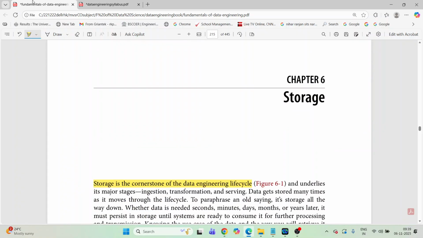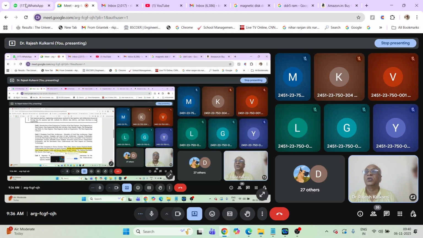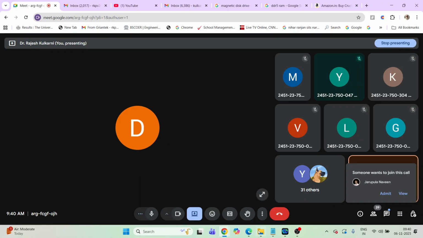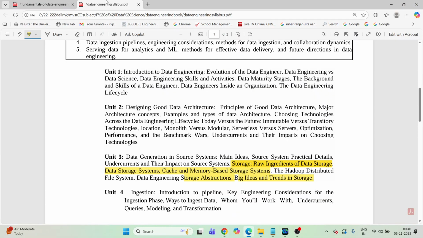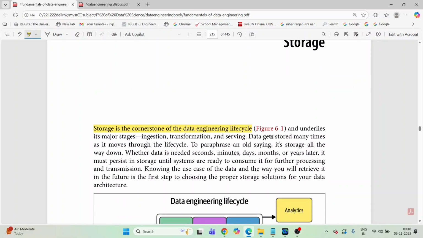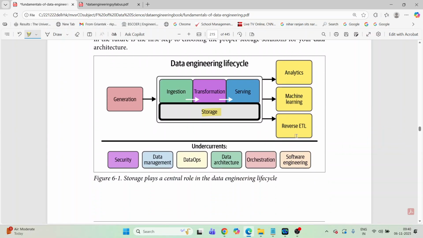This is our chapter, storage. Let me highlight that storage word from the syllabus. And in storage, the first line is raw ingredients of data storage.